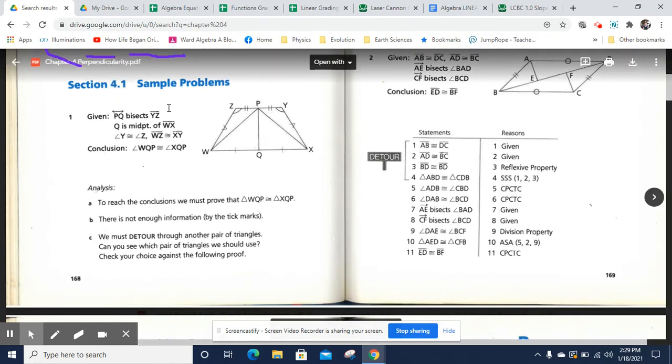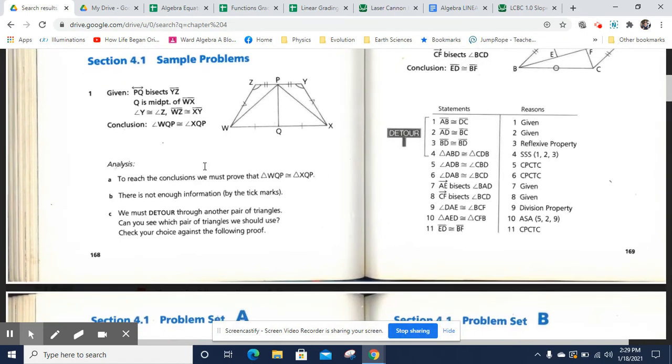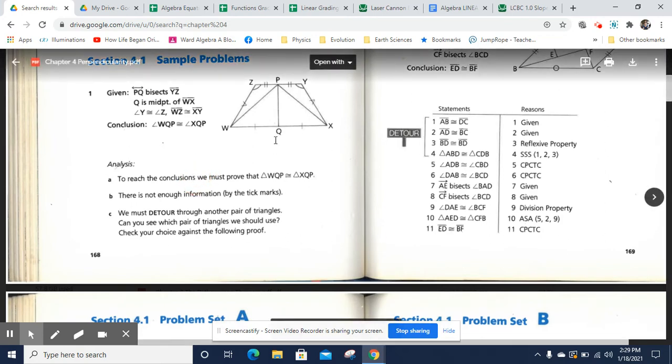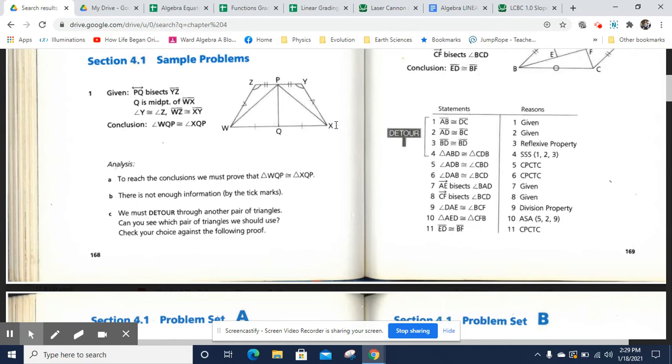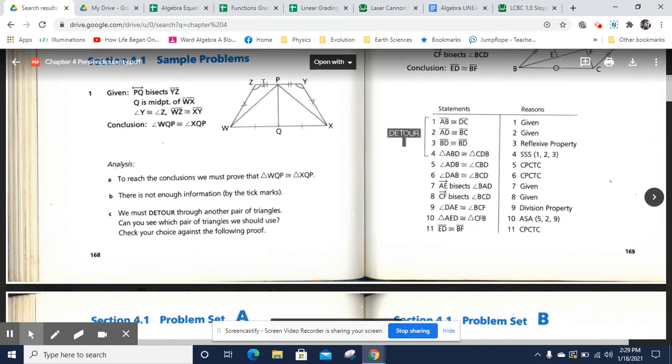Okay, here we want to prove that angle WQP is congruent to angle XQP. In order to do that, it would be helpful to prove that these two triangles, WPQ and XPQ, are congruent. But do we have enough information? We know that PQ bisects YZ, but we don't know that it bisects WX yet. From that statement, that gives us that XP and YP are congruent.